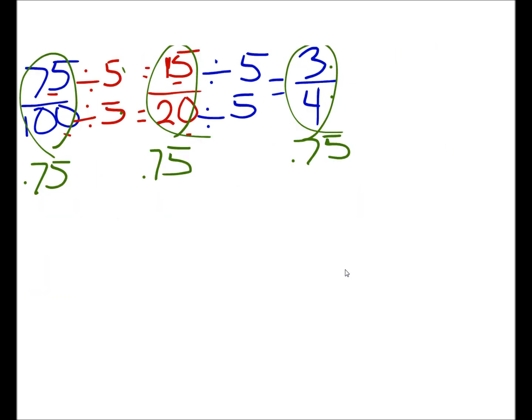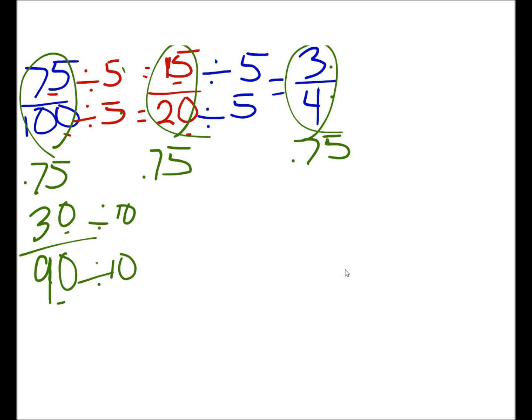So let's try it again. We'll do 30/90. Well, both of them end in a 0, so I can divide both of those by 10, giving me 3/9. 3 and 9, both of those can be divided by 3. You see why you need to really know your math facts. That will give us 1/3.